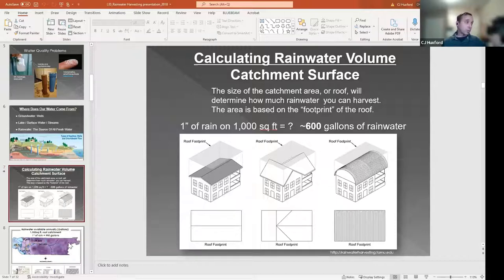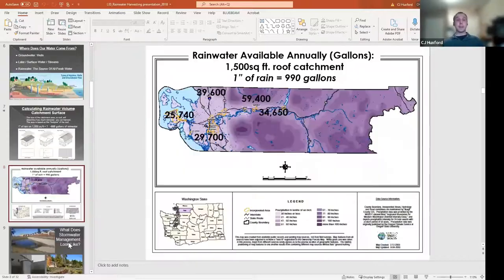And so when you calculate that and put it into perspective, here's a picture of Skagit County. The gradient of color here is purple, so the darker the purple, the heavier the rainfall in that area. The lighter the purple, the lighter the rainfall. Mount Vernon is illustrated on the left, and then you've got Anacortes and things.